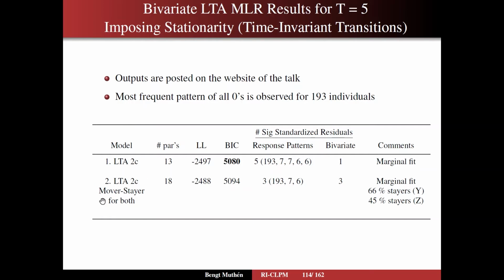You could do an LTA with the mover-stayer latent class variable for both processes, and you get a little bit better fit. The BIC, however, is worse because the fit is not improving enough relative to the increased number of parameters. And you still have a misfit for 193. So once again, I would call that a marginal fit. And in this case, we don't find a perfectly fitting model. You may have to make some other adjustments. Maybe the time invariance of the transitions doesn't hold, but it is at least a marginal fit, and we're going to stay with this model, LTA2C.